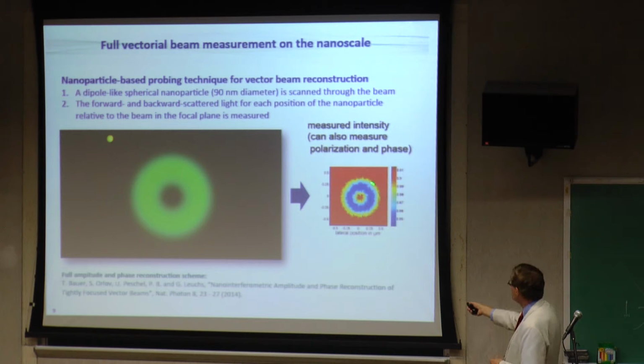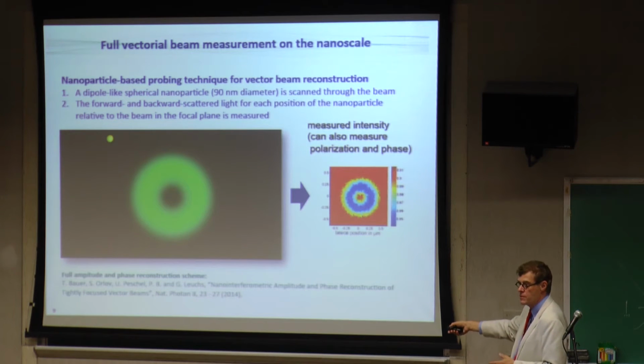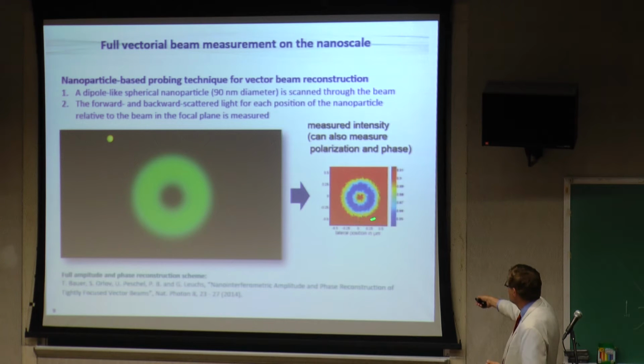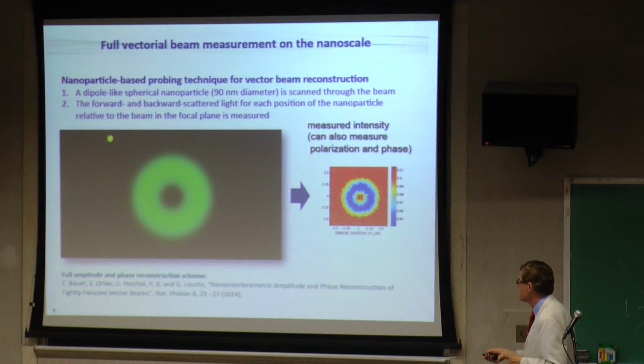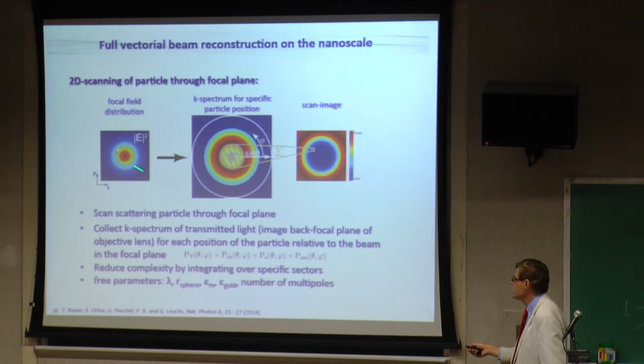And it works. This is just a donut beam, just to show that the technique works. This technique is able to show you the measured intensity distribution. But as I said, you can also measure the polarization and the phase. So you interfere with a plane wave and measure interference fringes. So that's the basic measurement method.